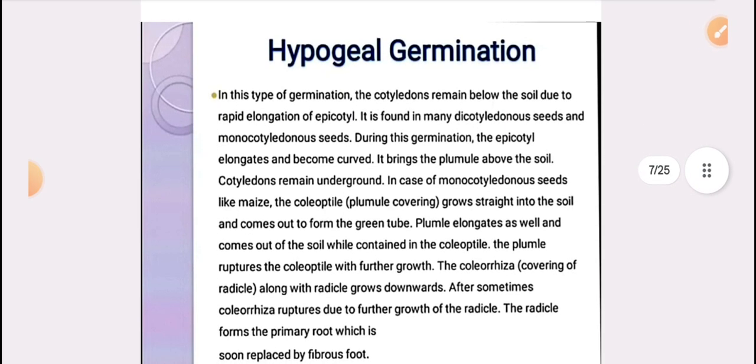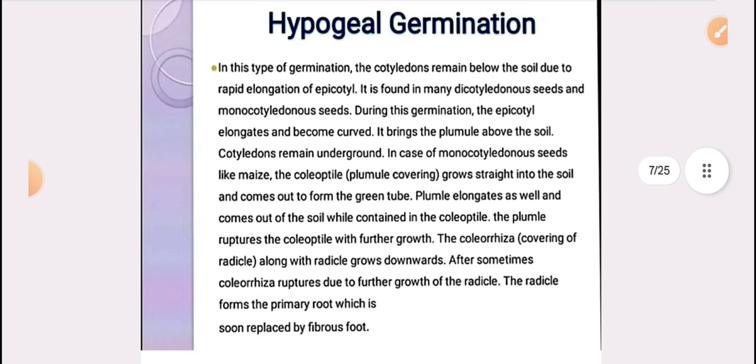The next type of germination is hypogeal germination. In this type of germination, the cotyledons remain below the soil due to rapid elongation of the epicotyl. It is found in many dicotyledonous and monocotyledonous seeds. During this germination, the epicotyl elongates and becomes curved. It brings the plumule above the soil. Cotyledons remain present in the underground.